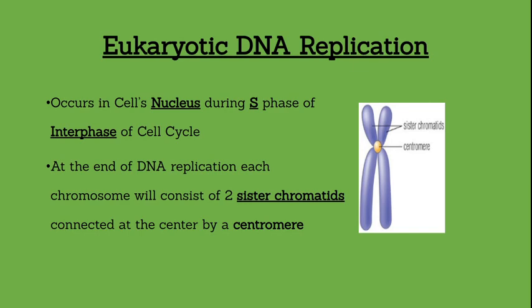interphase. Now, at the end of DNA replication, each chromosome will consist of two sister chromatids connected at the center by a centromere. If you'll notice, it kind of just looks like an X with a dot in the middle. So one piece of the X is one chromatid. That's why we call them sister chromatids, because they're stuck together, connected by this centromere.